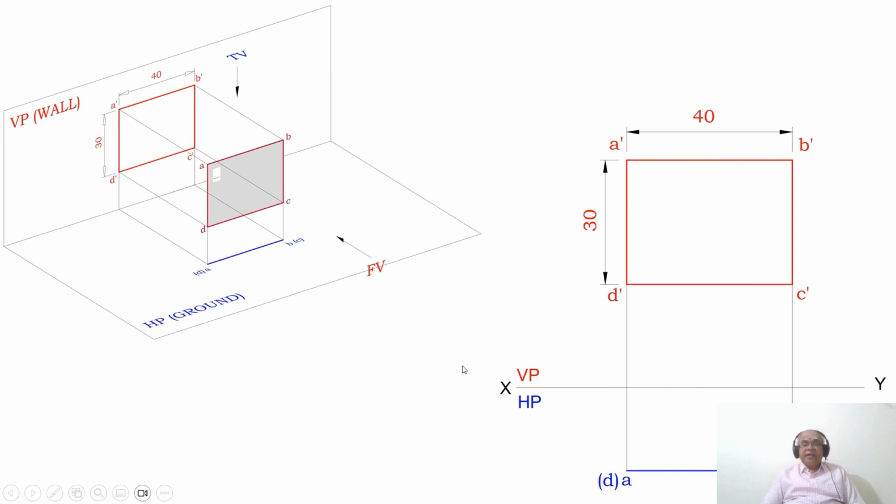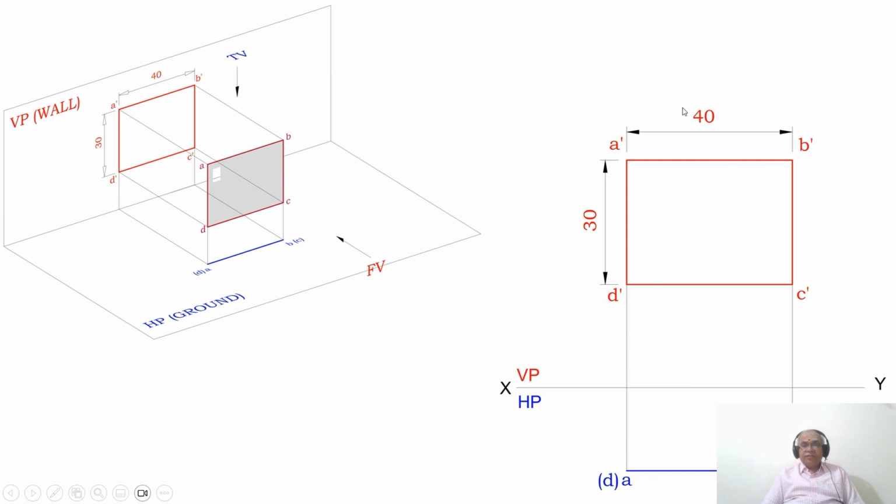First, we draw the XY line and mark VP and HP. Since we have to start the problem from the vertical plane, you take any distance and from there you measure a distance of 30 and then 40, and then complete the rectangle with a dotted line and mark them as A dash, B dash, C dash, D dash, and show the dimensions 30 and 40. Then you take some distance in front of VP and draw a horizontal line, and draw a vertical projector from A dash and D dash to the top view, and similarly from B dash and C dash to the top view. These two lines intersect at these two points and you mark them.